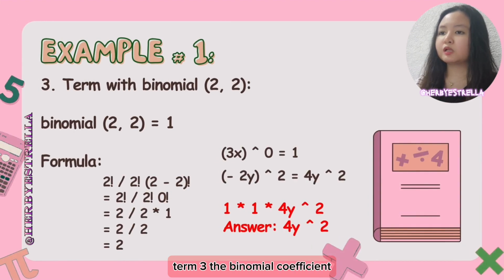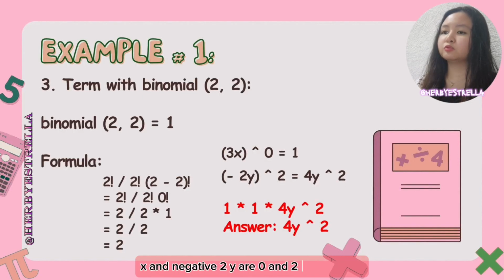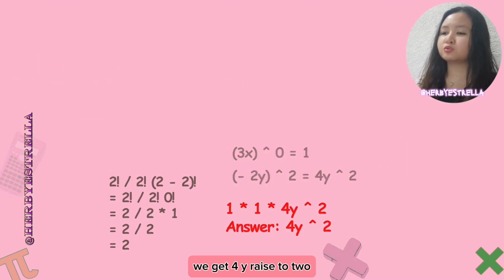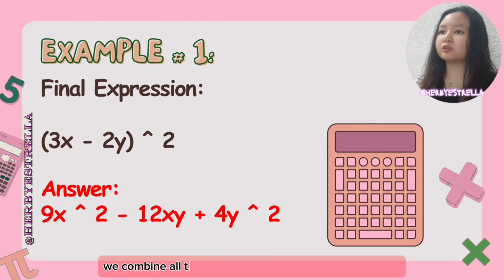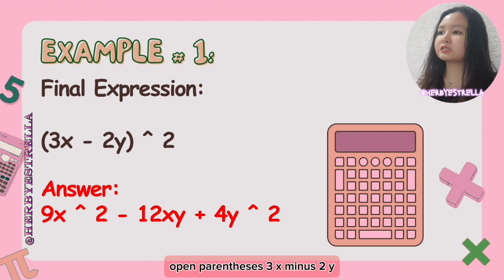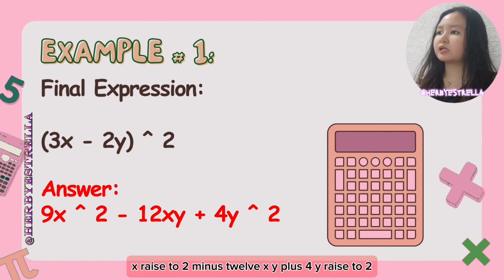Term 3, the binomial coefficient C(2, 2) equals 1. The powers of 3x and -2y are 0 and 2 respectively. Multiplying these together, we get 4y^2. Combining the terms, finally, we combine all the terms to get the expanded expression (3x - 2y)^2 equals 9x^2 - 12xy + 4y^2.